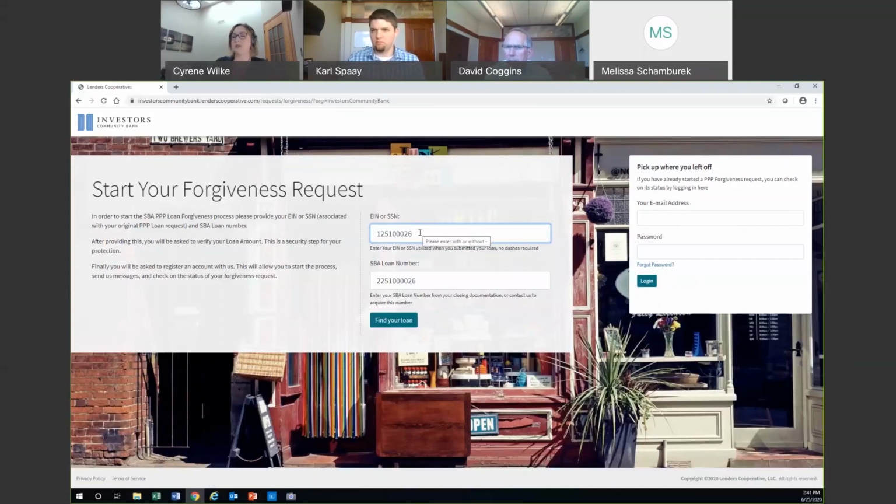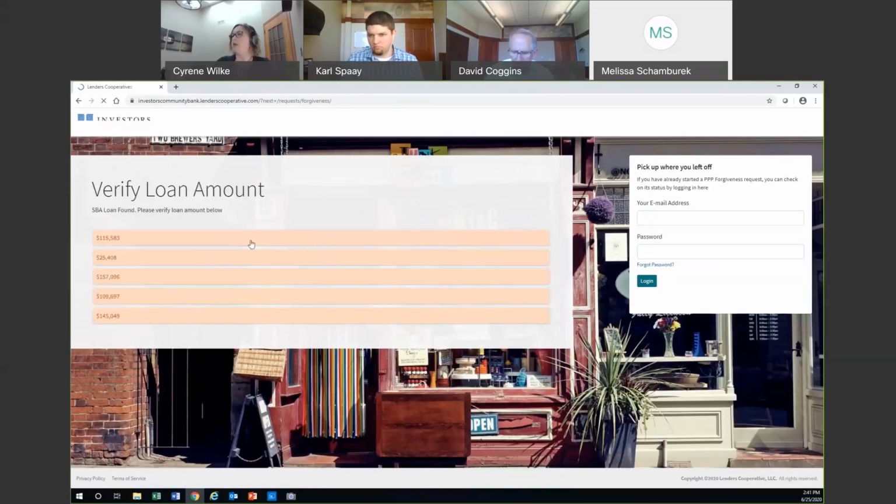So I'm just going to enter in some test information here. I've got a test tax ID number and a test SBA loan number. And once those two pieces of information are entered, you'll simply click the button to find your loan. And my screen needs to be reset. And then it's going to ask you to verify the loan amount.